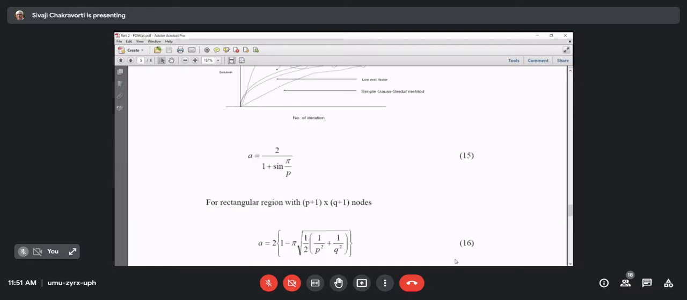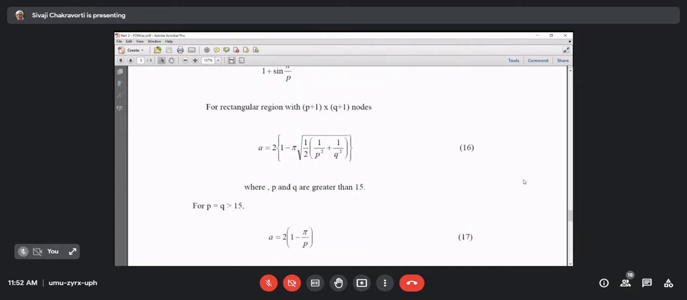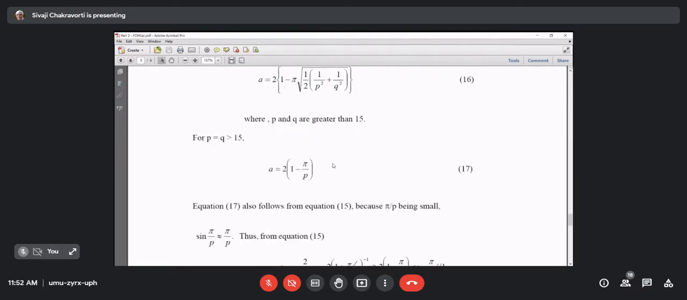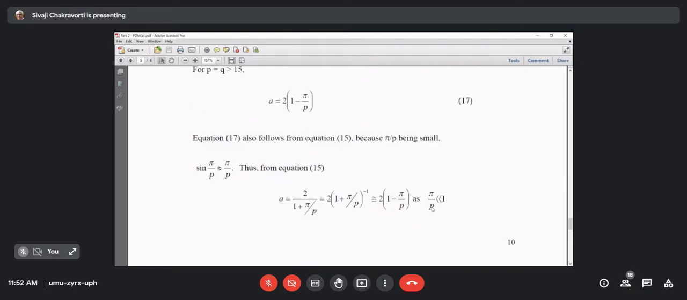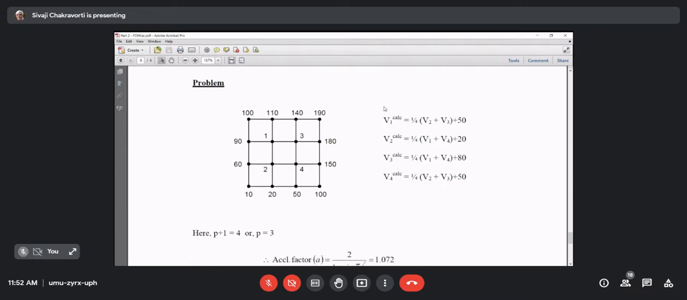And how do I choose it? There are a lot of studies on that. You don't have to bother. Say, if it is a square nodal region, P into P, then equation 15 is a suggestion. If it is a rectangular region, then it is P plus 1 into Q plus 1 nodes. This is a suggestion. So we can follow these suggestions. And if these are greater than 15 or so, a lot of suggestions are given. So you can go through the notes.